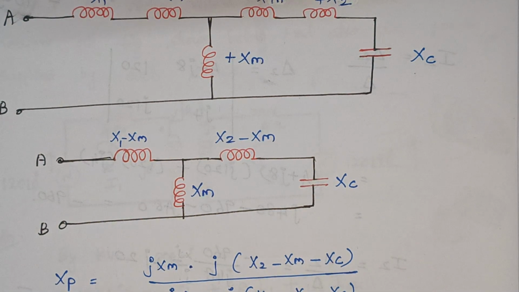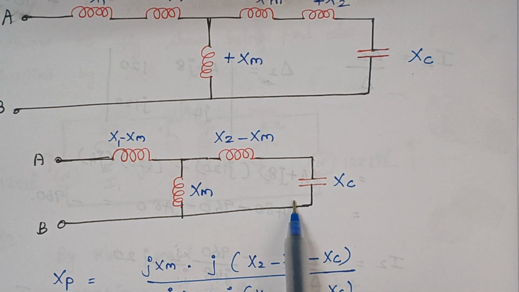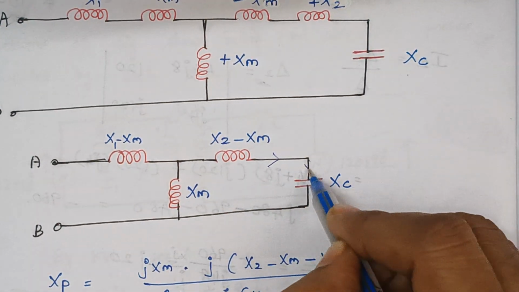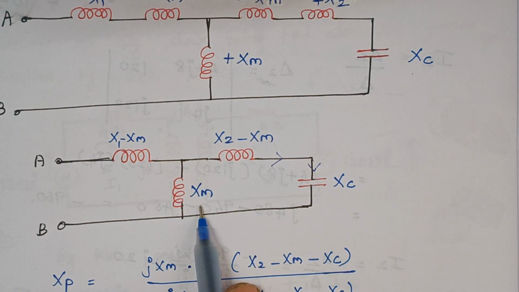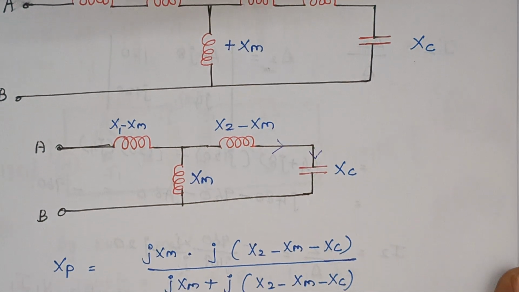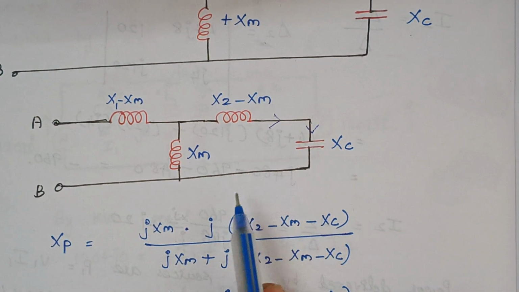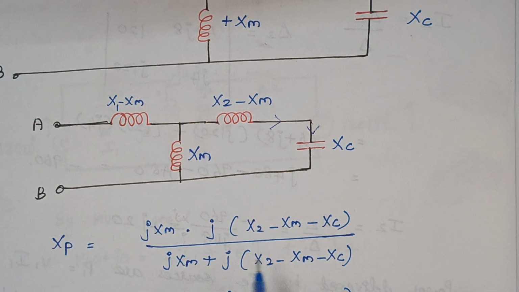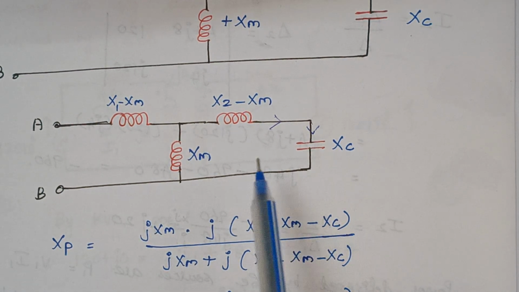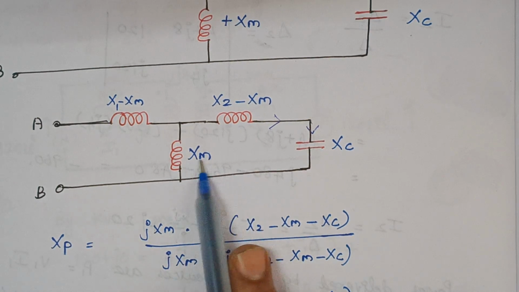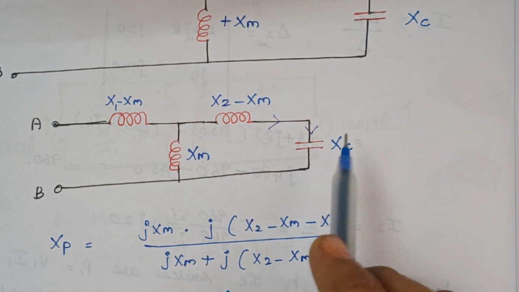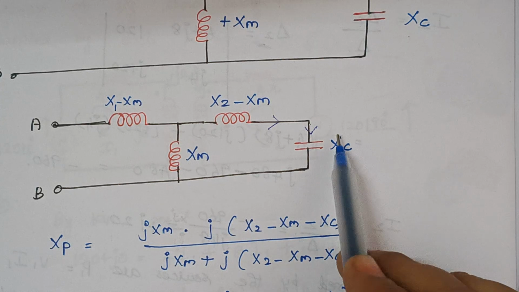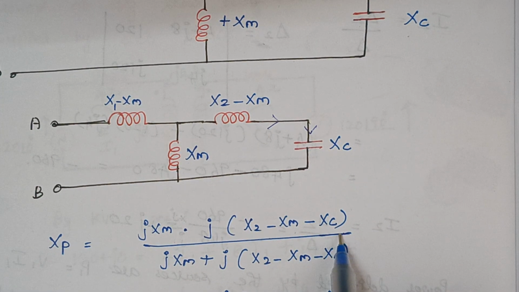To find the equivalent reactance, this inductor and this capacitor are connected in series, because the same current flows through this path as well as this path. This combination comes in parallel with this Xm. What is the basic formula for combining in parallel? That is x1 into x2 divided by x1 plus x2. Here the value of x1 is jXm, and x2 is the combination of these two things: X2 minus Xm, and since we are considering Xc, we write it as minus Xc.